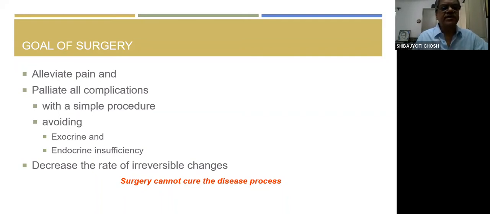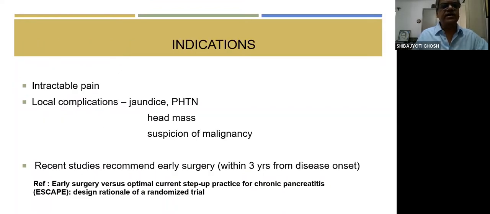Along with that, sometimes some palliations, like if the patient has obstructive jaundice, have to be taken into account. Surgery cannot cure the disease. That's the point. Now, the indications we have already discussed: intractable pain, daily pain not responding to medical management, or local complications like jaundice, portal hypertension, head mass, or suspicion of malignancy.